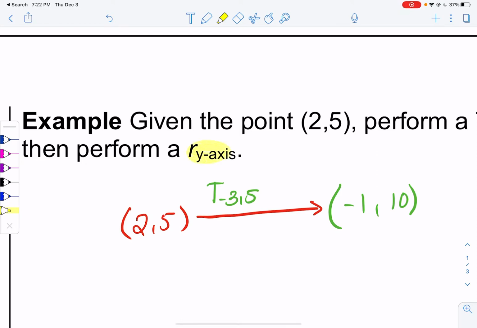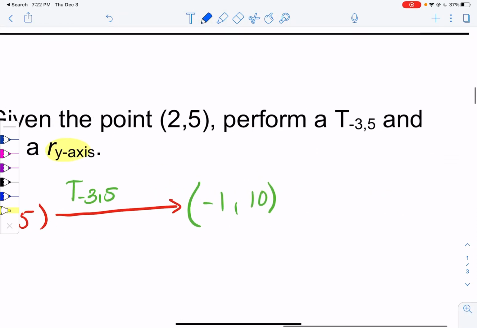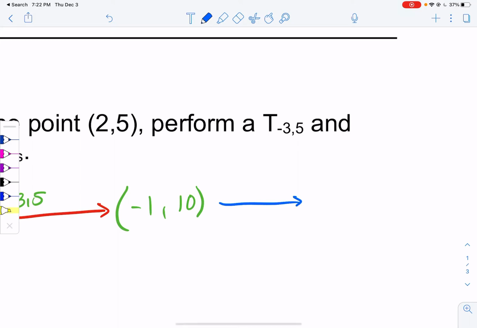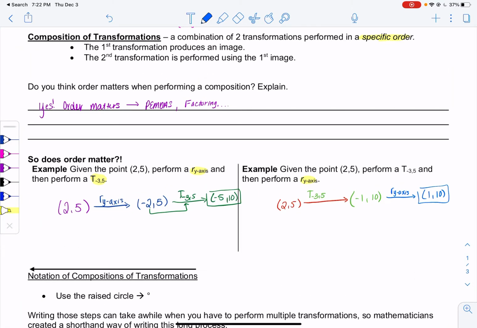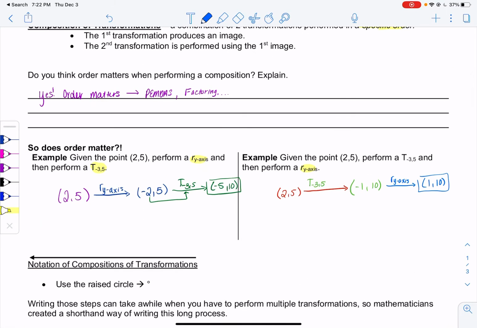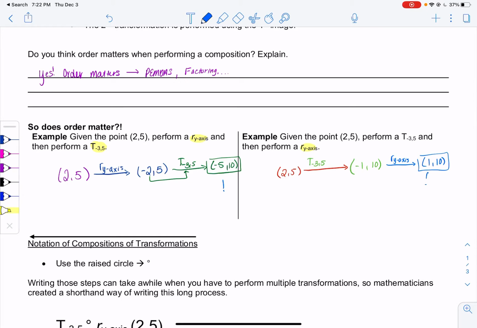And now I want to do a reflection over the y-axis. When I do a reflection over the y-axis, my y value stays the same, but my x value is what changes. So the opposite of a negative 1 is a positive 1, and I keep my y value the same. So when I do it in this order, I get (1, 10). So if I look, (-5, 10) is completely different from (1, 10), because my x values are different. So I can say that order does matter, because I'm not going to always get the same answer depending on which transformation I perform first.